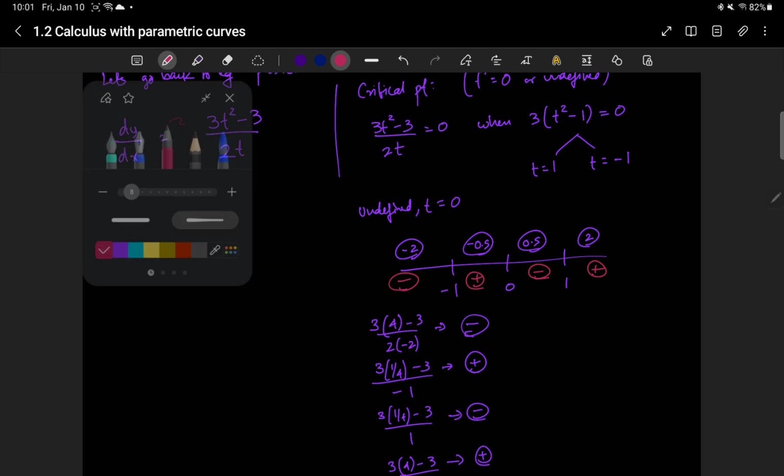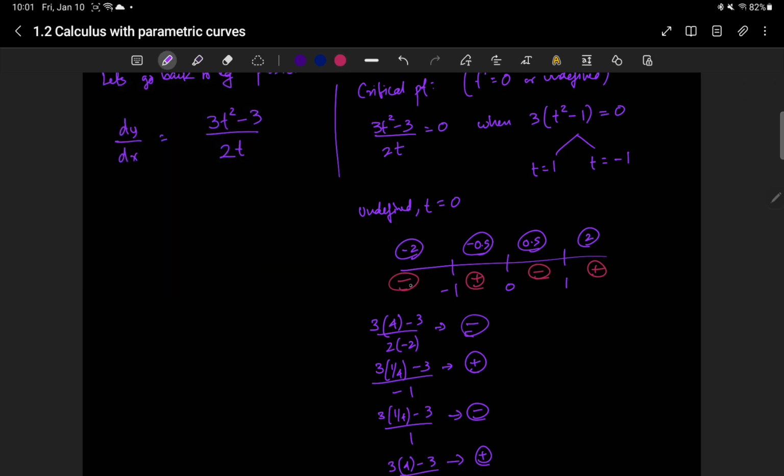Now, remember, what this means is it's decreasing, increasing, decreasing, increasing. At 0, we cannot have a max or min because it makes the slope of the tangent infinite. So it's an asymptote area.